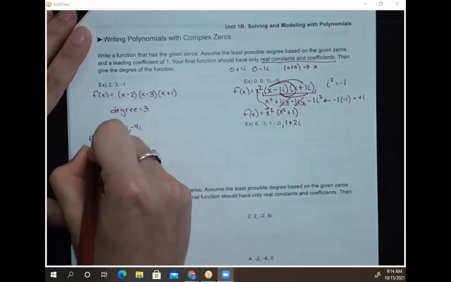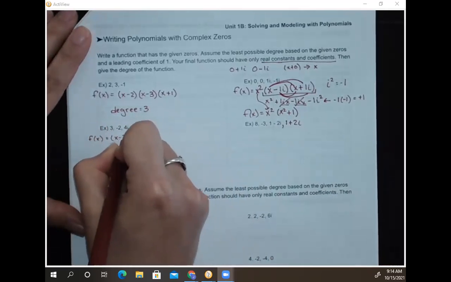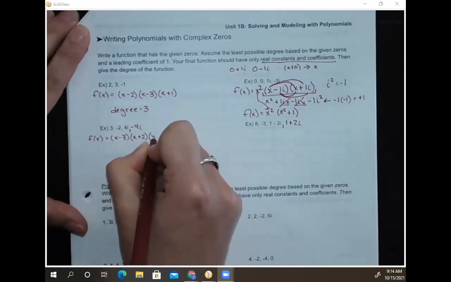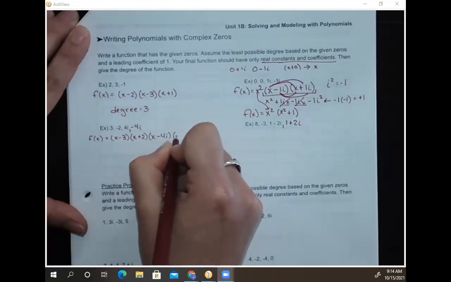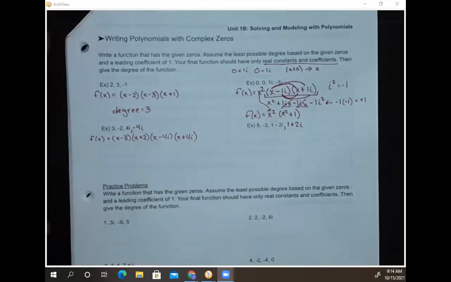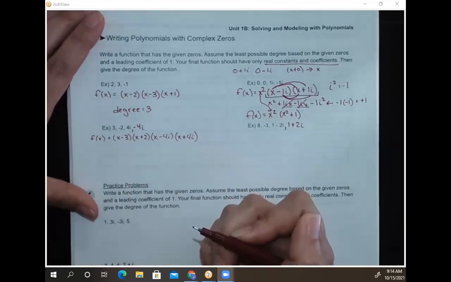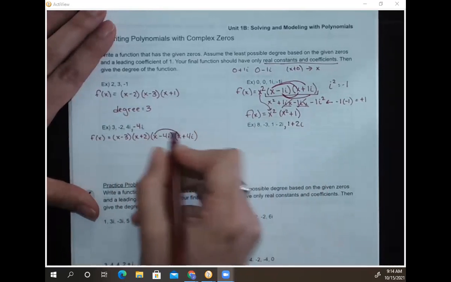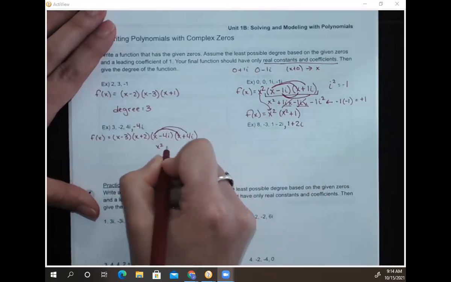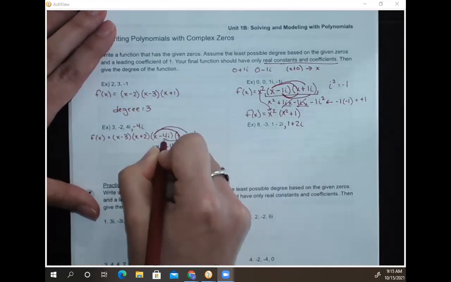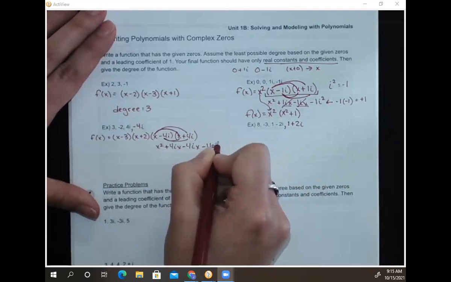So I'm going to go ahead and start my function here. So this would be x minus 3 times x plus 2 times x minus 4i times x plus 4i. And then I want my final function to have only real numbers. So I've got to multiply my factors with imaginary numbers together. So just like we did before. So this would be x squared plus 4ix minus 4ix minus 16i squared.